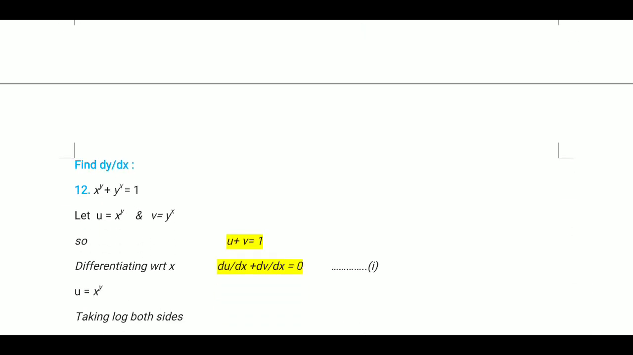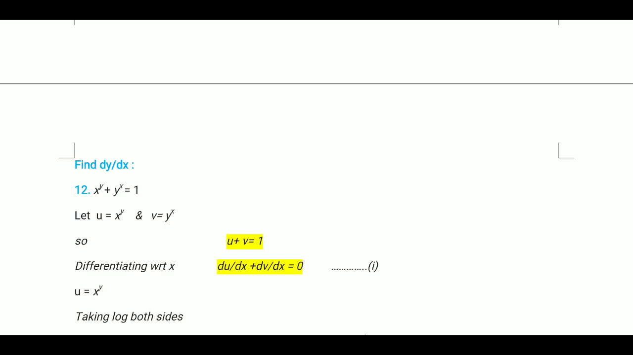Now there is another form, which is question number 12. You have to find dy upon dx. In such questions, we are having two functions in addition form and is equal to some result. So in power form, if two functions are added, we cannot take log directly. So we have the method.